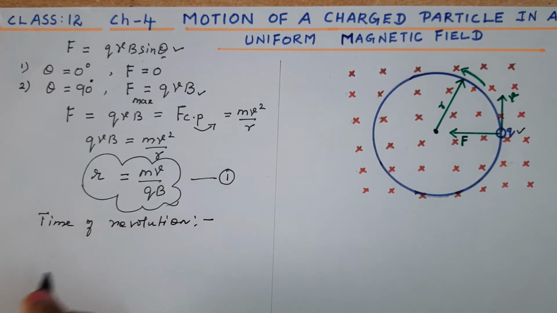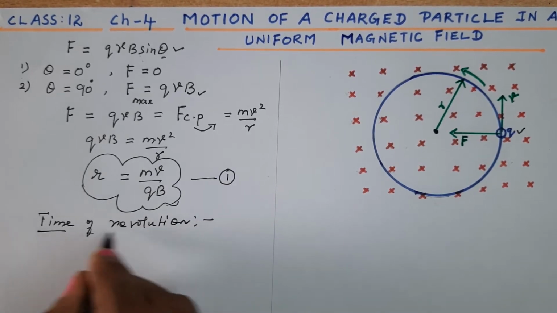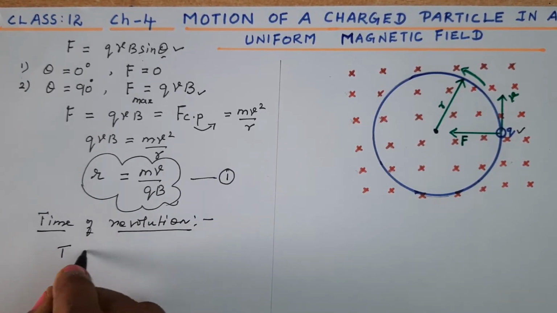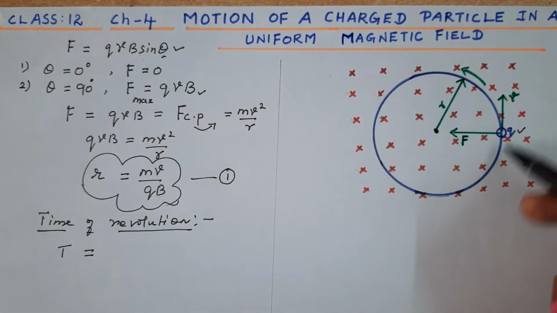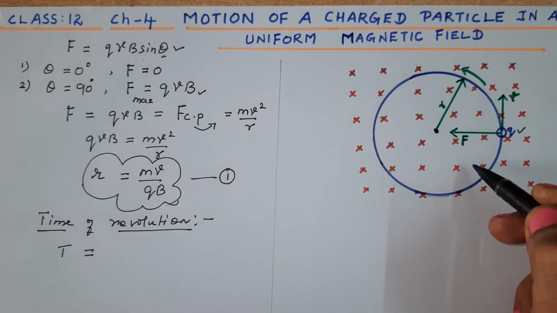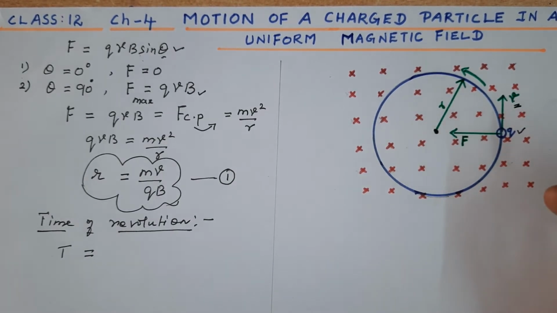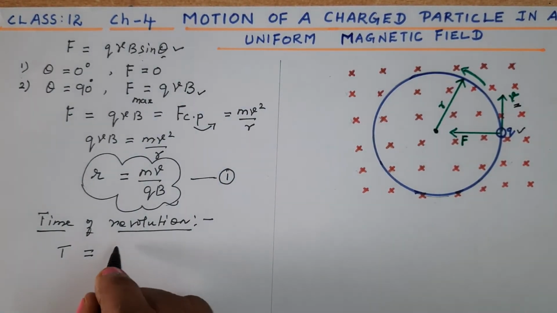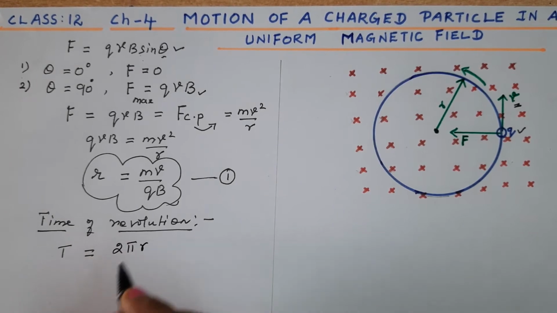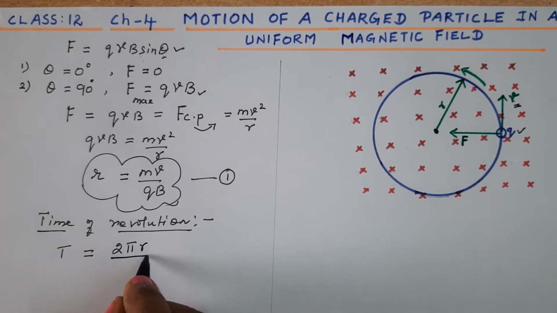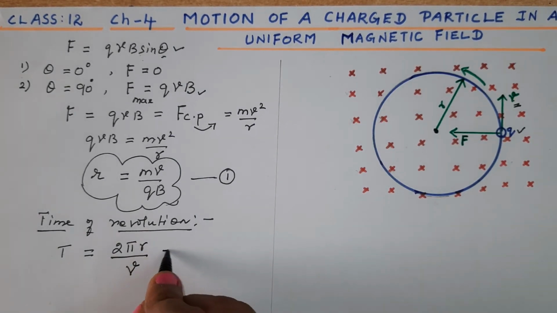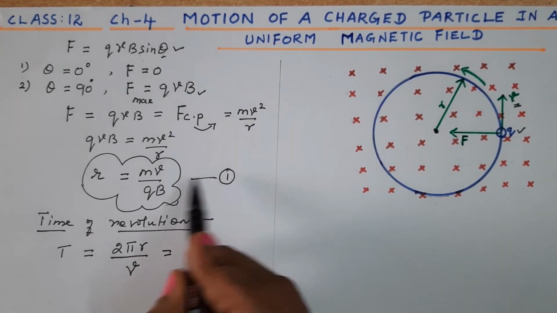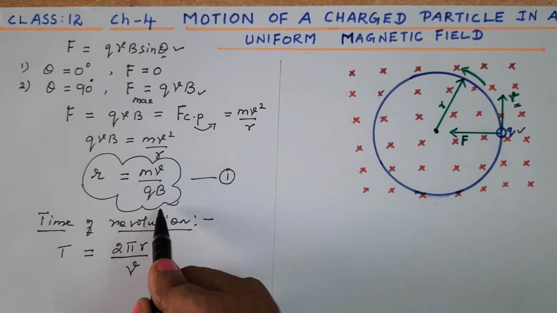What is the time period? The time period T is equal to the total circumference, the distance covered by the particle, divided by the speed with which it is covering the circular path. Therefore, we write 2 pi r with the velocity v. We rearrange this because we have the formula from equation 1. What is the radius? mv by qB.